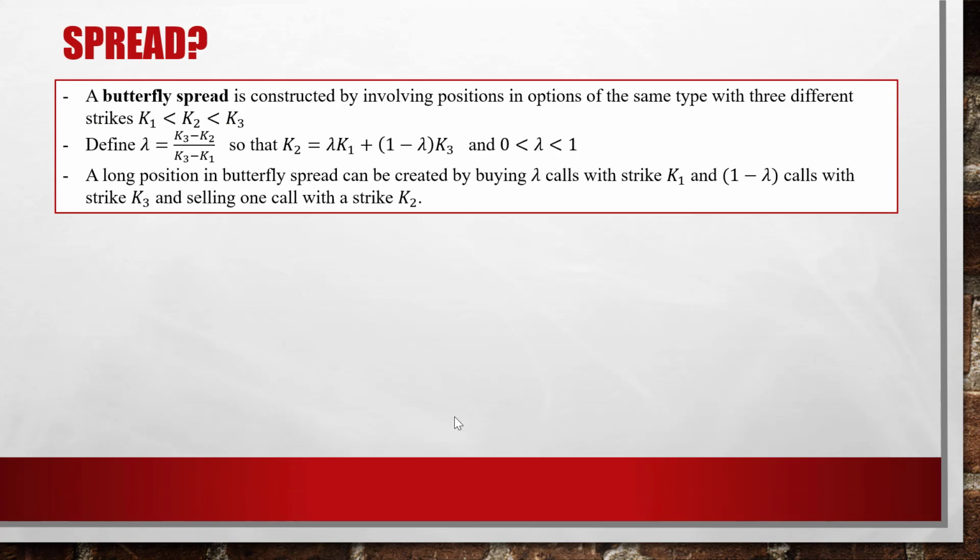The last spread we want to consider here is a butterfly spread. A butterfly spread is constructed by involving positions in options of the same type with 3 different strikes, K1, K2, K3. Here we can have either all 3 of them calls or all 3 of them puts, but we need to consider the same type. We're not going to mix a put and a call in this case.